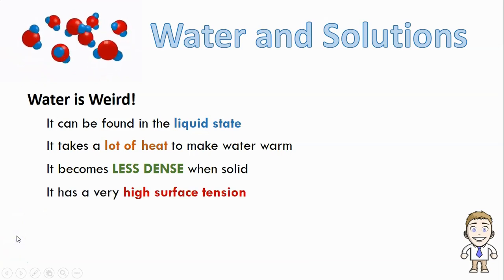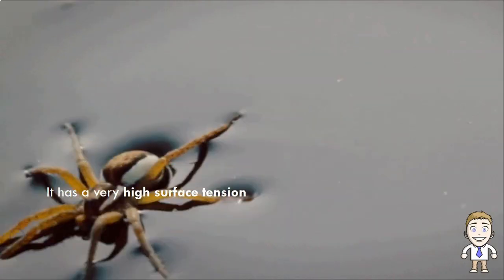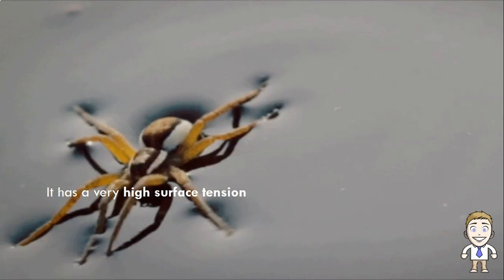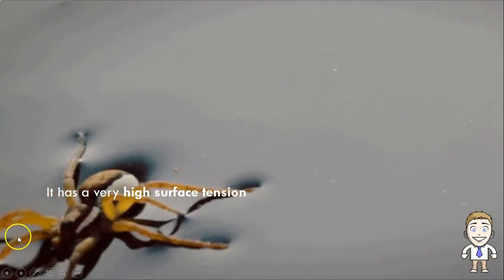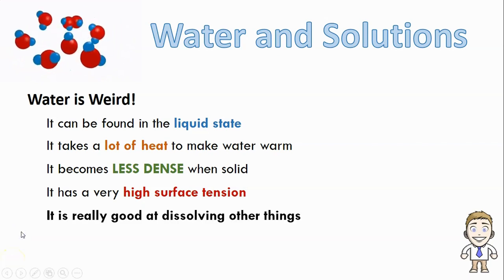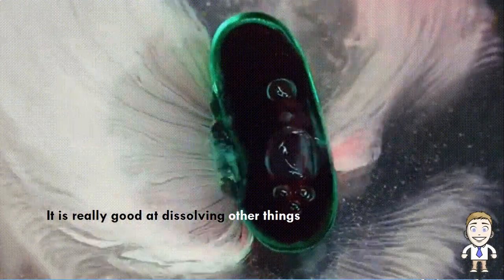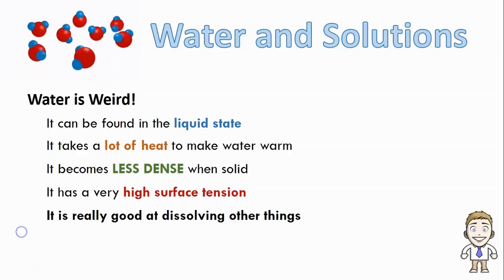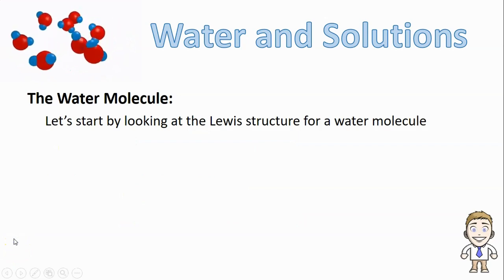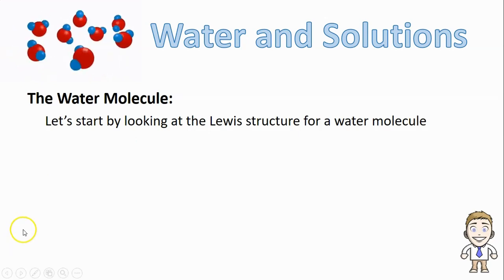Also, the fact that water has something called a very high surface tension. If you've ever seen those little bugs that can walk around on the surface of the water, here this spider, he's not floating on the water. You can see he's actually indenting the surface as he uses the surface tension to walk around on top of it. And lastly, the fact that water is really good at dissolving other things, like the image of this pill being dissolved.